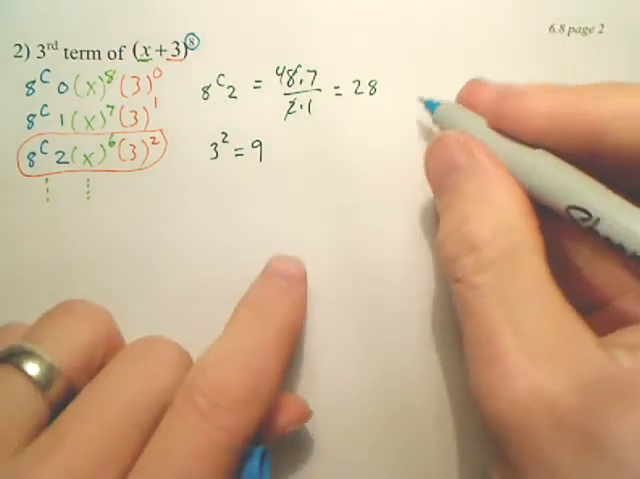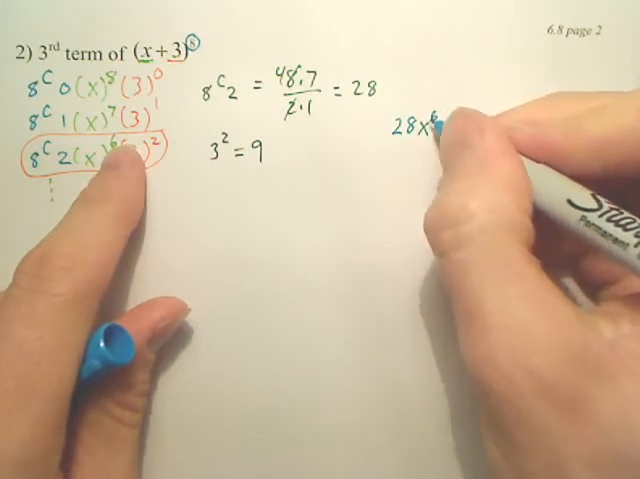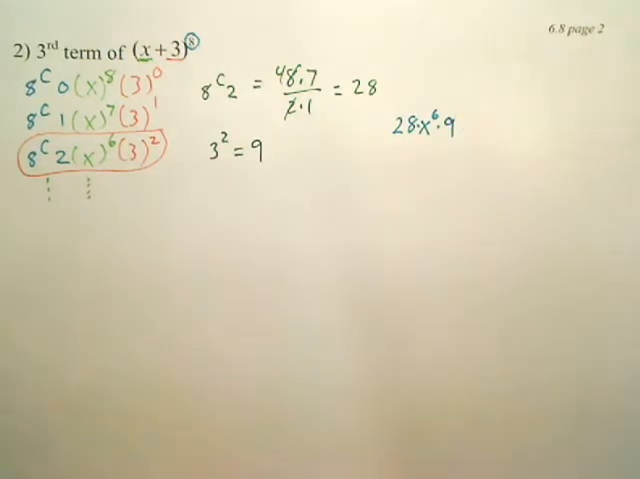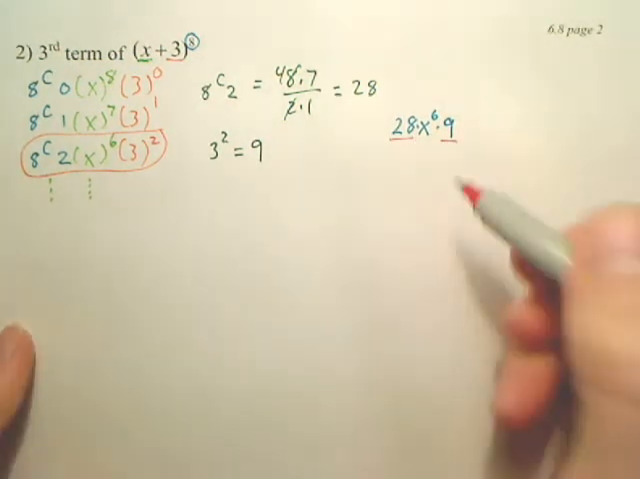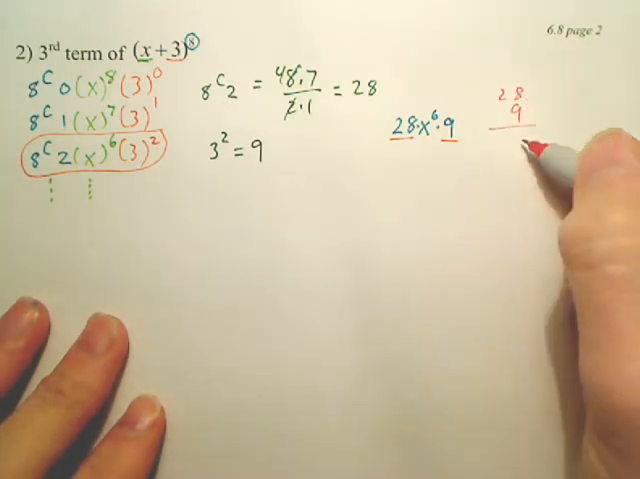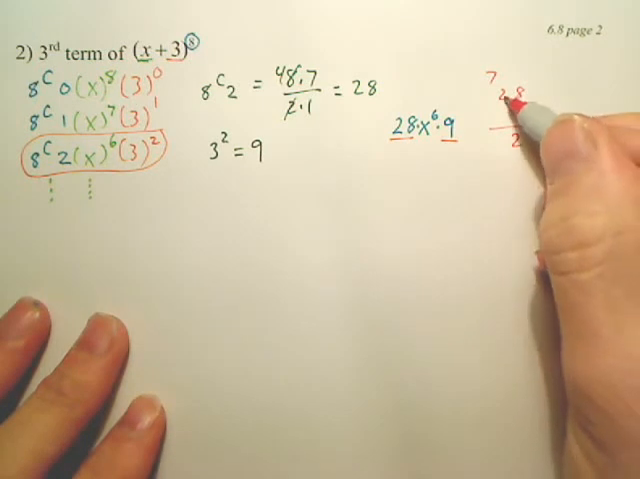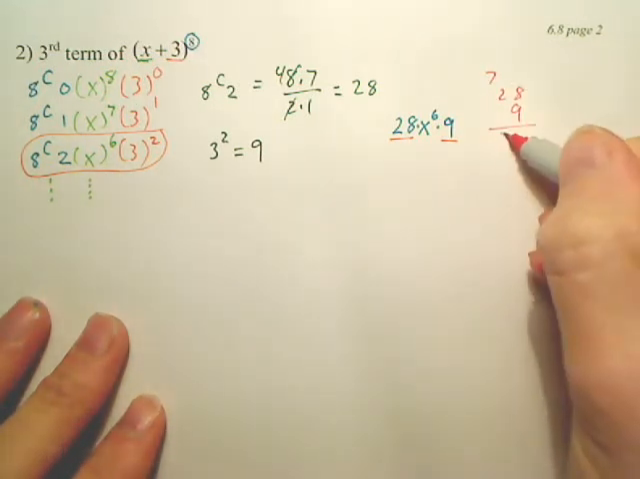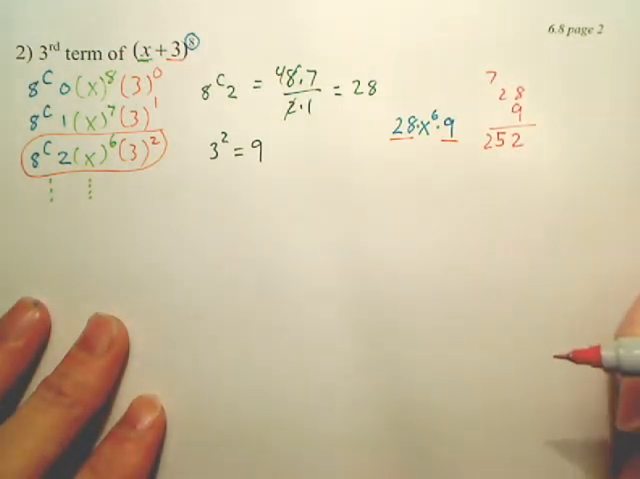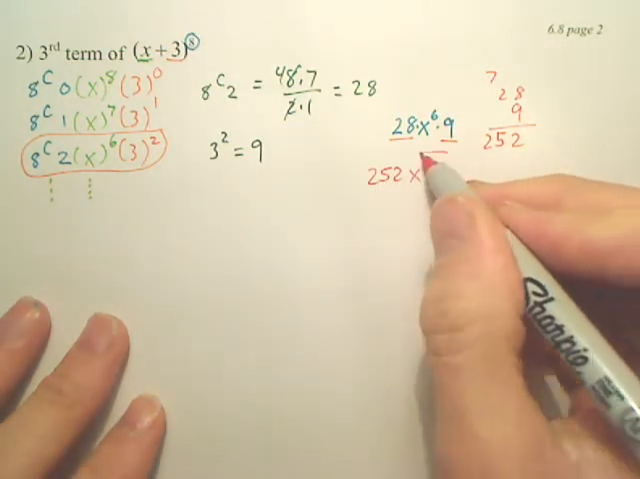So what I see here is I see 28 x to the 6th times 9. Is that my answer? No. We still have to multiply 28 and 9. So 9 times 28. 9 times 8 is 72. That is 18 plus 7 is 25. So we have 252 x to the 6th.